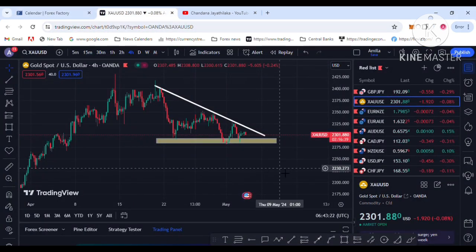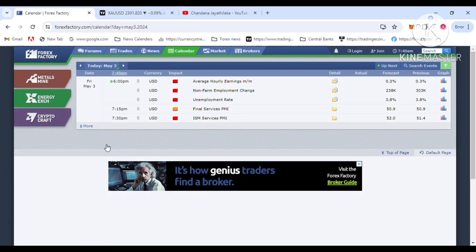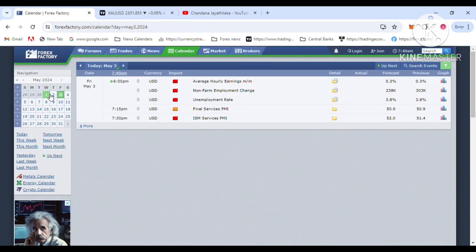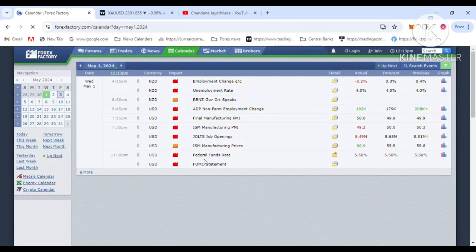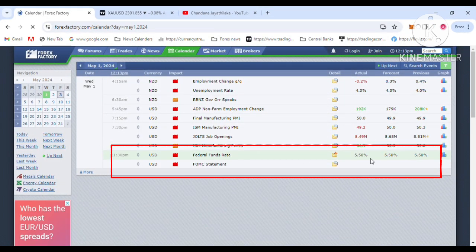Last Wednesday the FOMC meeting was released, and the 5.5 rate was held, for the sixth time by the Federal Reserve. So we made massive profit from gold trading with the FOMC meeting with the gold buy trade.